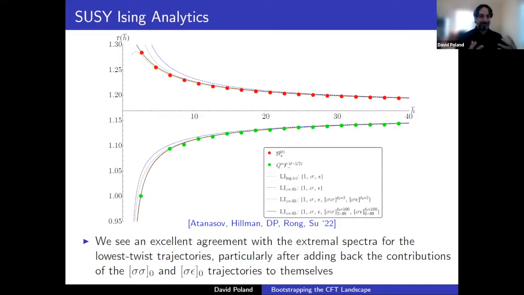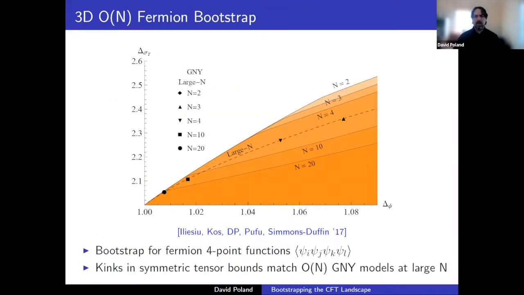Okay, so I'm not going to delve too much into the details here, but I just want to show you this is an interesting comparison that we can do, and that this is a fun playground for developing analytical methods. Okay, so let me focus now on the O(N) GNY models, which don't have any supersymmetry.